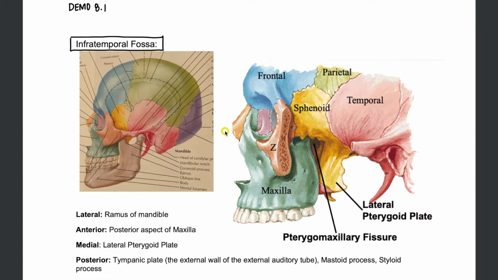Demo 8.1. The infratemporal fossa is inferior and deep to the zygomatic arch. It's bounded laterally by the ramus of the mandible, anteriorly by the maxilla, medially by the lateral pterygoid plate, superiorly by the greater wing of the sphenoid bone, and posteriorly by the styloid process, the tympanic plate, and the mastoid process, which has been cut off in this photo, but you can see here.